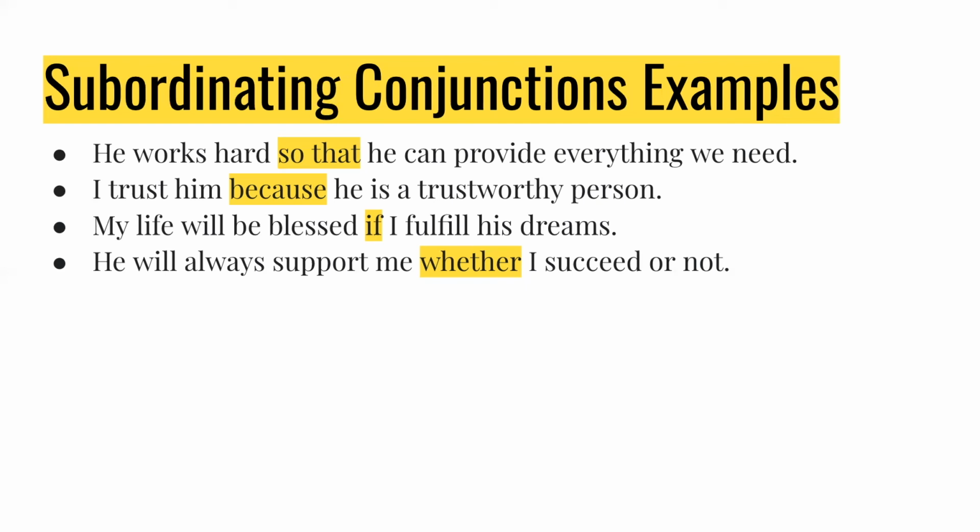The next sentence is, my life will be blessed if I fulfill his dreams. So here my life will be blessed is an independent clause, and if I fulfill his dreams is a dependent clause, which is why it's a subordinating conjunction. And our last sentence, he will always support me whether I succeed or not. So he will always support me is an independent clause, and whether I succeed or not is a dependent clause, making whether the subordinating conjunction.